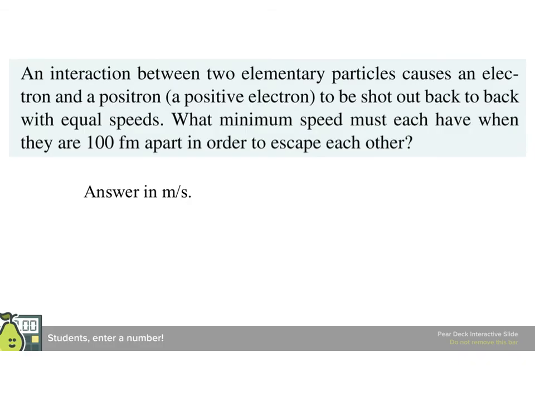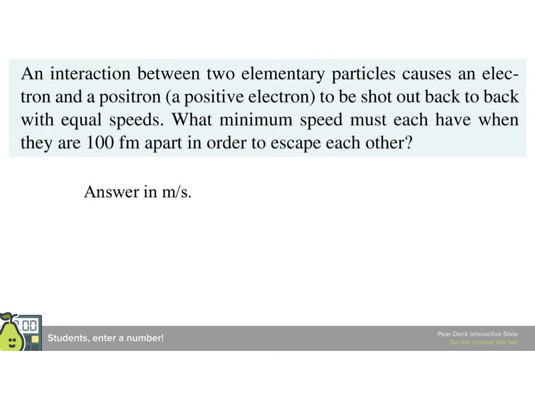All right, an interaction between two elementary particles causes an electron and a positron, that is a positive electron, to be shot out back to back with equal speeds. What minimum speed must each have when they are 100 femtometers apart in order to escape each other? Well, why don't they escape each other? They're positive and negative, so they're going to attract each other. They get so far away that the force of attraction falls off. This is exactly analogous to gravitational escapes from surfaces that we talked about in Unit 6, I guess.